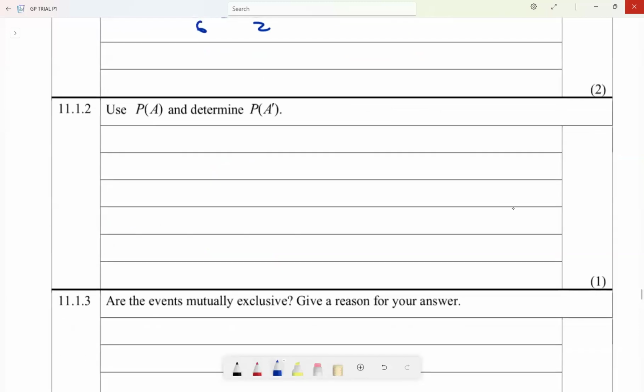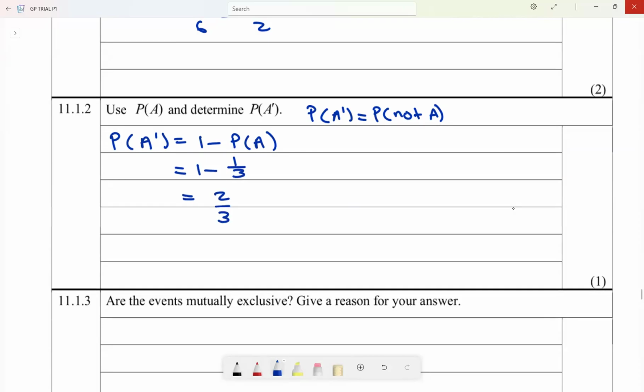Use the probability of A and determine the probability of not A. So how do I find the probability of not A? The probability of not A is equal to 1 minus the probability of A. So it's going to be 1 minus 1 divided by 3. So the probability of not A is just 2 divided by 3.